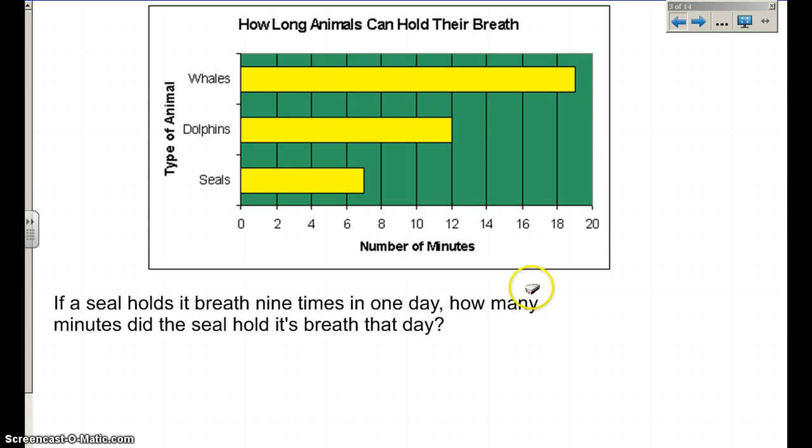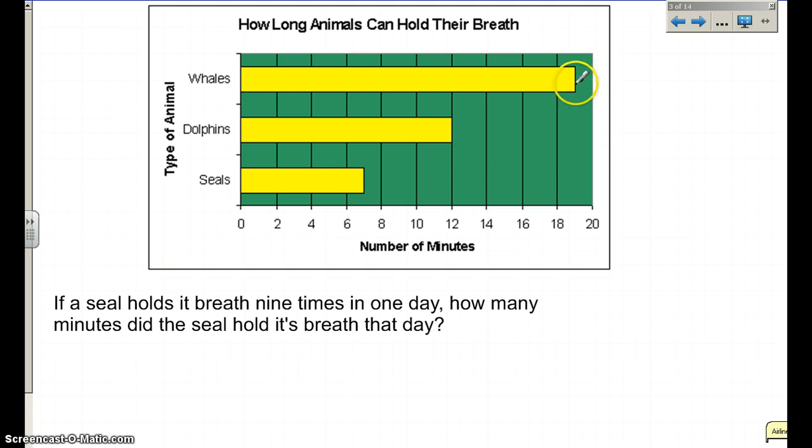Okay, we have a bar graph that we are going to solve together. The title of this bar graph is How Long Can Animals Hold Their Breath? Okay, so I know that when I first have a bar graph, what I have to do is put my information at the end of each bar. So that is what I'm going to do at the end of my bars.